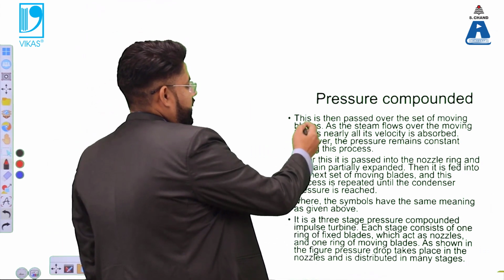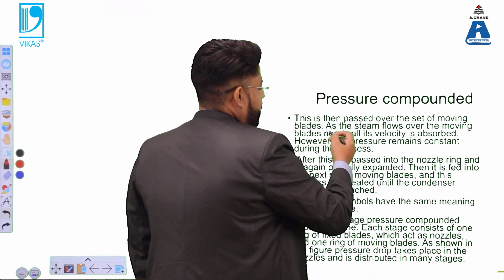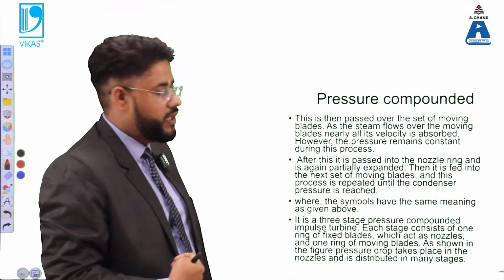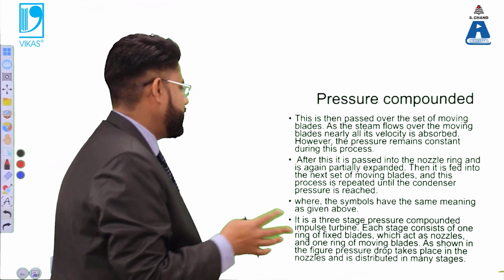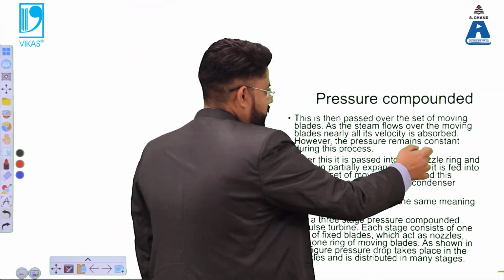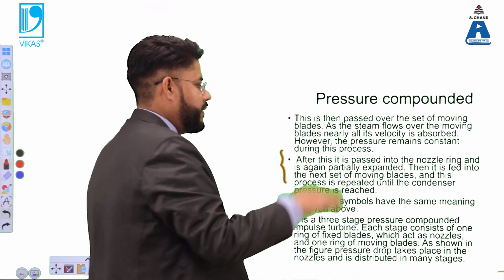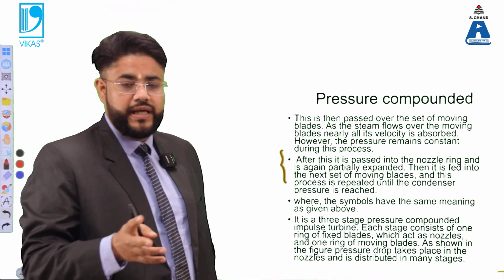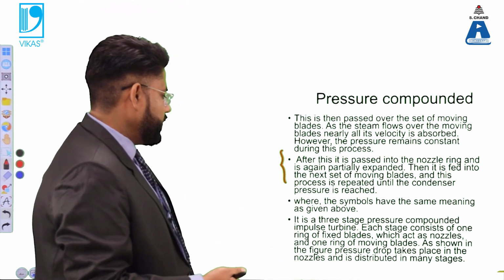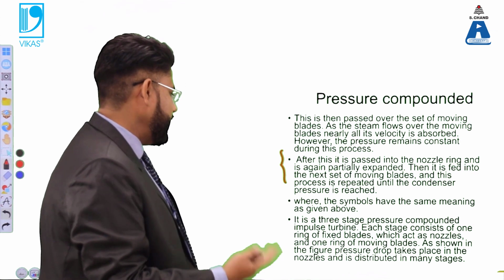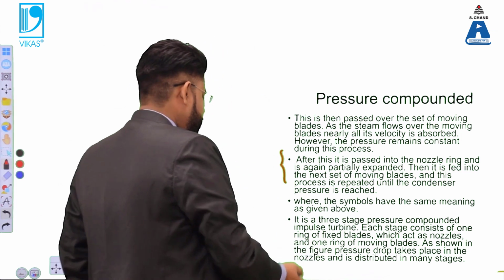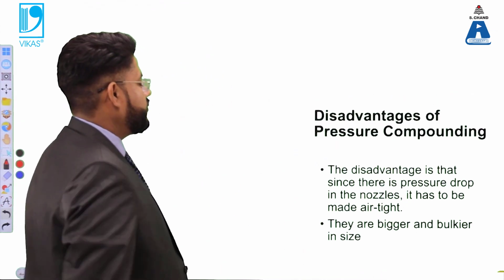So as you have seen, it has to pass through the set of moving blades, and when the steam flows over the moving blades, all the velocity is being absorbed, thereby maintaining a constant pressure on the surface. After this, it has to be passed through the nozzle rings and again partially expanded, and then it is being fed into the next moving surfaces, so that this process repeats and ultimately leads to an increase in the value of efficiency.